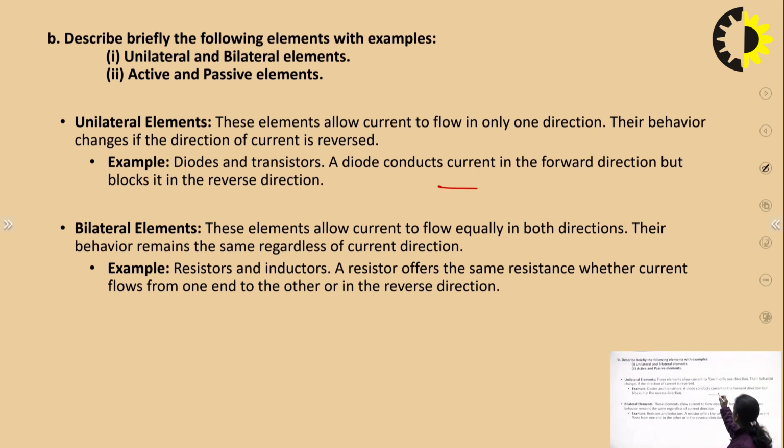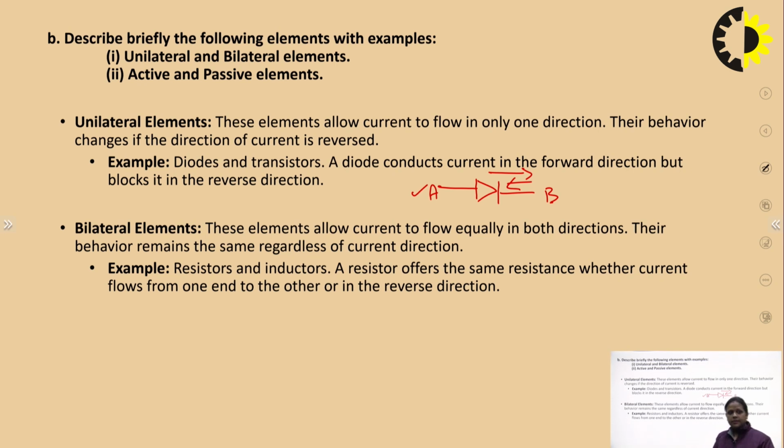We know that in a diode, if this is terminal A and this is terminal B, if current flows from A to B or B to A, in one direction it will be in forward bias, and in the other direction it will be in reverse bias. So its behavior gets changed by changing the direction of the current. These kinds of elements are called unilateral elements.